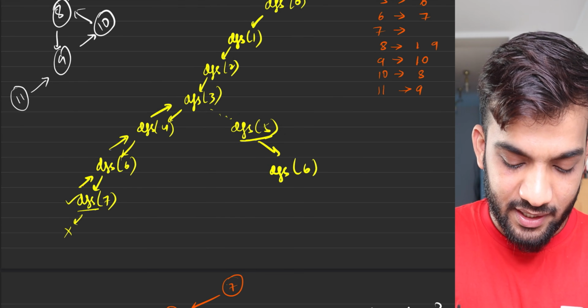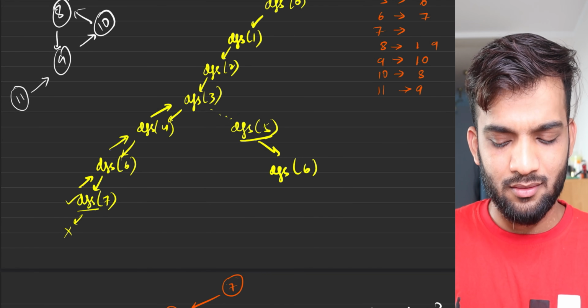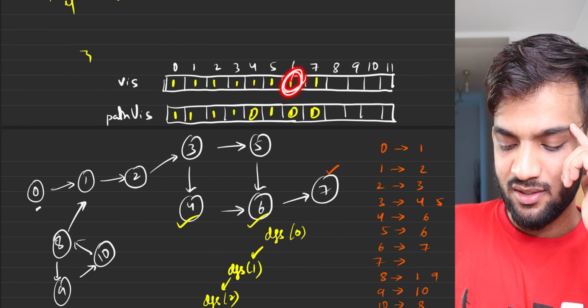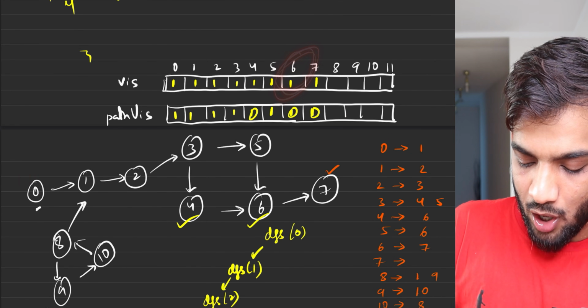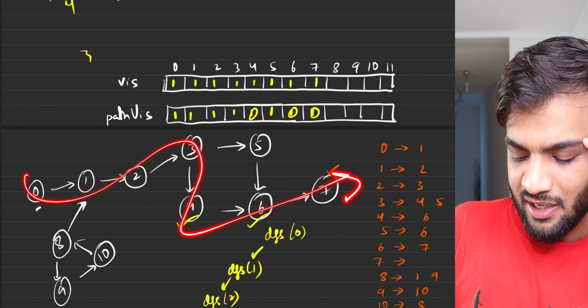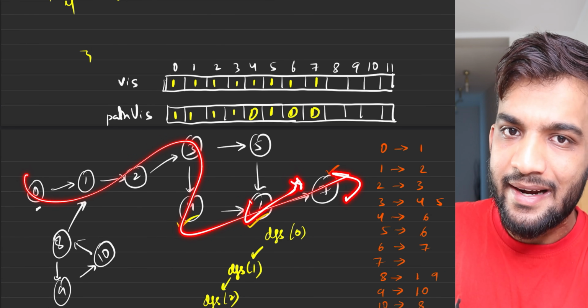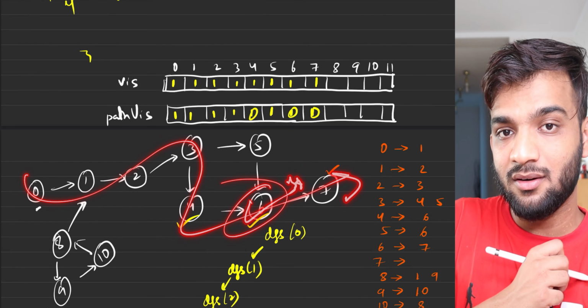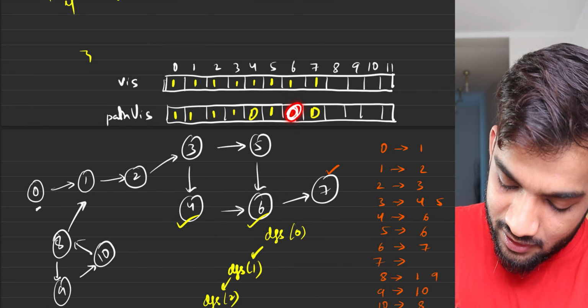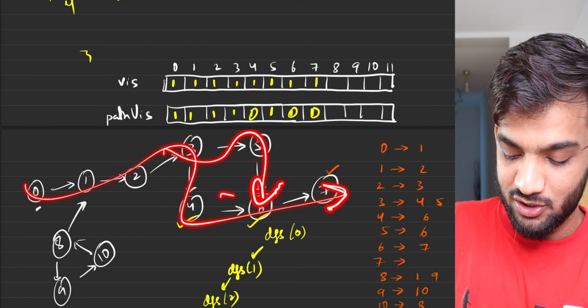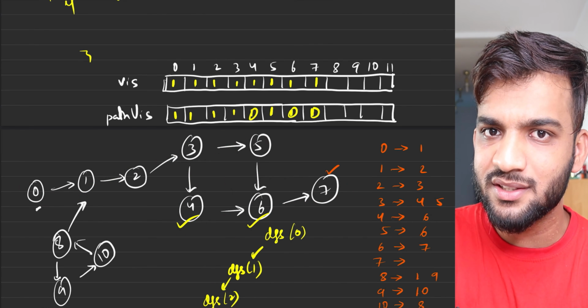But the moment you go to 6, you actually say, hey, wait. 6 is already visited. It got visited in this direction. And if 6 is already visited and I did not get any cycle. 6 is visited, but 6 is not path visited. It's not in the same path. It went in this path, now it's this other path. It's definitely not a cycle.